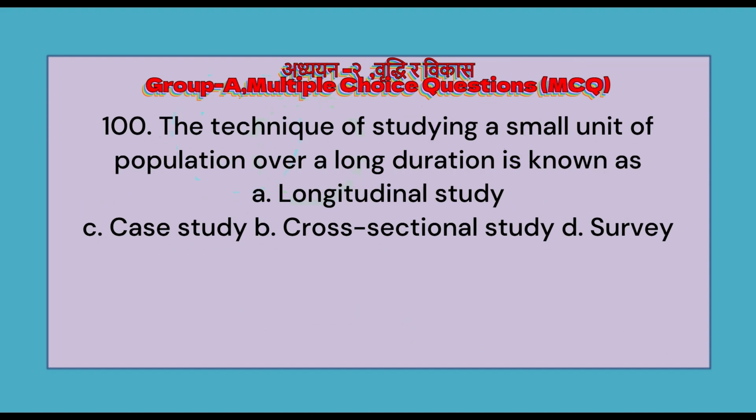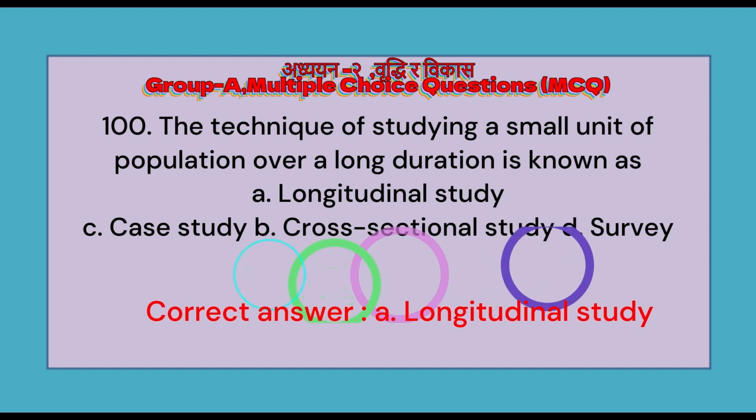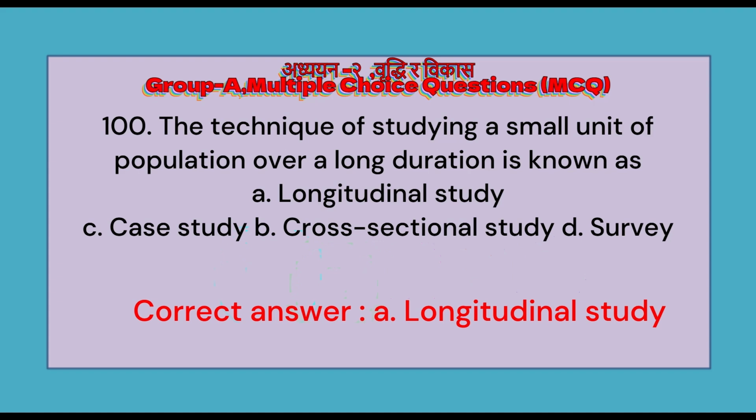100. The technique of studying a small unit of population over a long duration is known as A. Longitudinal study. B. Cross-sectional study. C. Case study. D. Survey. Correct answer: A. Longitudinal study.